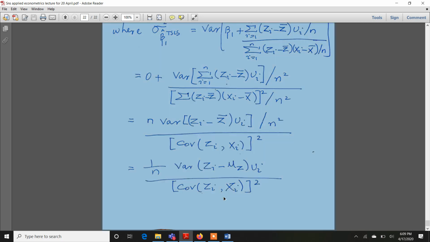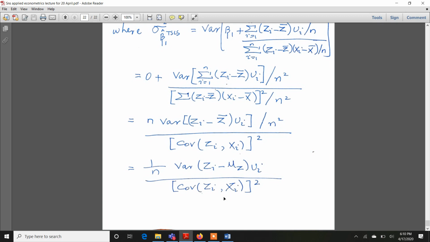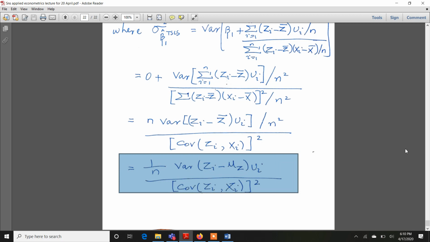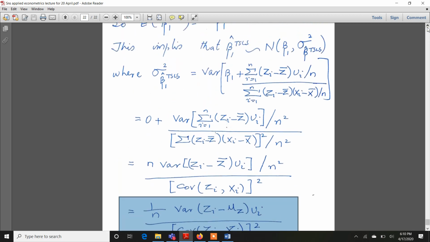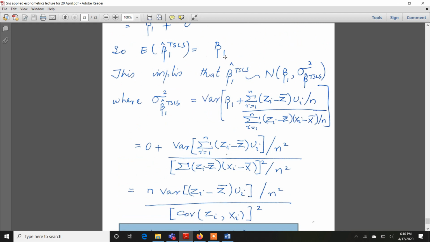So what does that mean? If you have sample data, you can simply calculate this quantity, or if not calculate, you can estimate this, and then you will have this result that beta 1 TSLS follows a normal distribution with mean beta 1 and this variance.